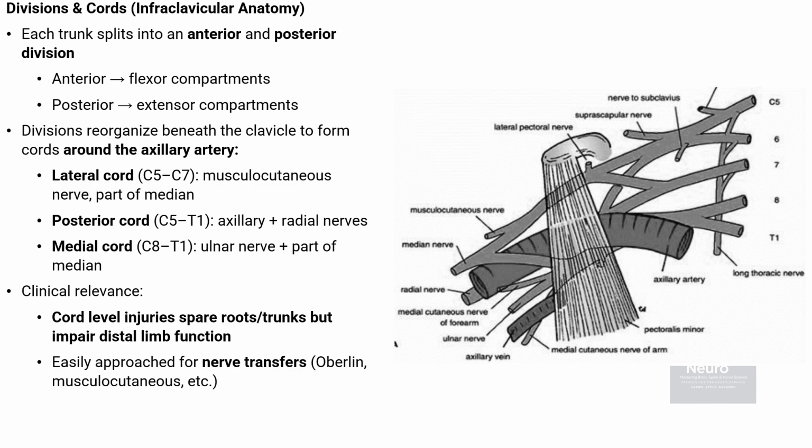Under the clavicle, these pathways regroup around the axillary artery into three cords. The lateral cord supplies the muscles that flex the arm, the posterior cord powers the extensor muscles, and the medial cord contributes to hand movements, including the ulnar and part of the median nerves. Clinically, injuries at the cord level leave the upper roots intact but can still seriously weaken the arm and hand. These cords are also the preferred sites for nerve transfers, helping restore function when specific nerves are damaged.